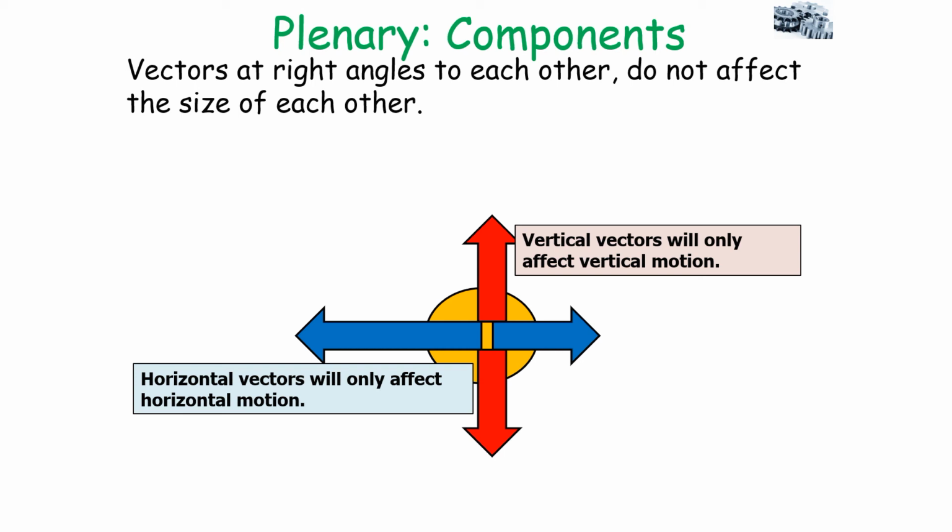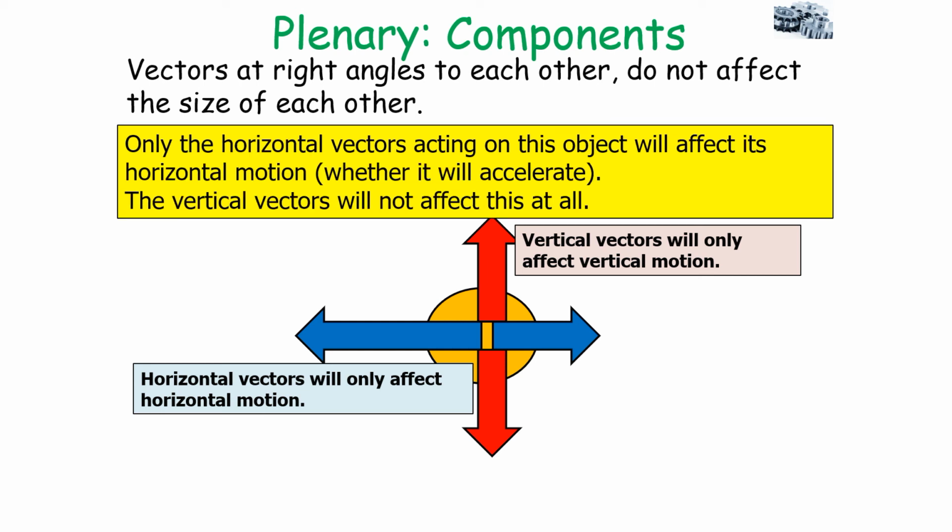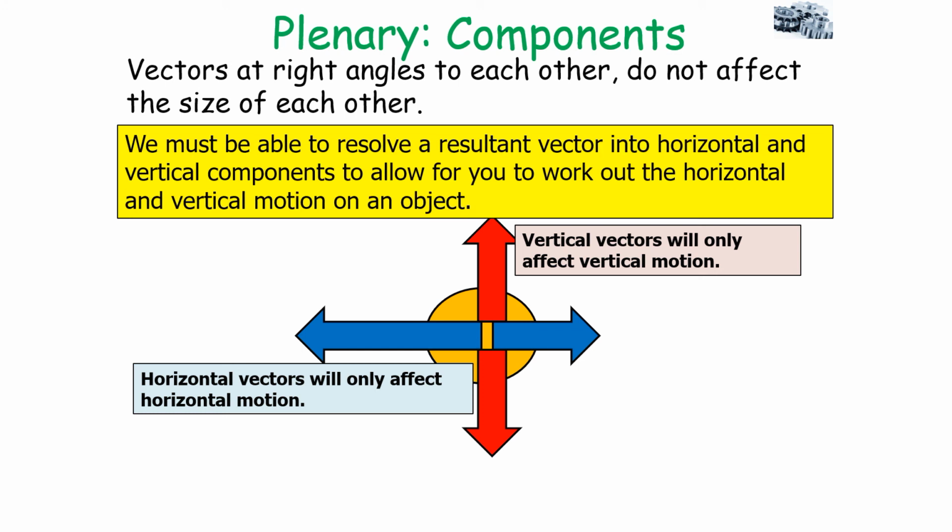So vertical vectors will only affect vertical motion. Horizontal vectors will only affect horizontal motion. So only the vertical vectors acting on this object will affect its vertical motion, whether it accelerates in the vertical. The horizontal vectors would not affect this at all, and only the horizontal vectors acting on the object would affect its horizontal motion, whether it accelerates horizontally. The vertical vectors would not affect this at all. This is why we've got to resolve a resultant vector into horizontal and vertical components to allow you to work out the horizontal and vertical motion on a component.